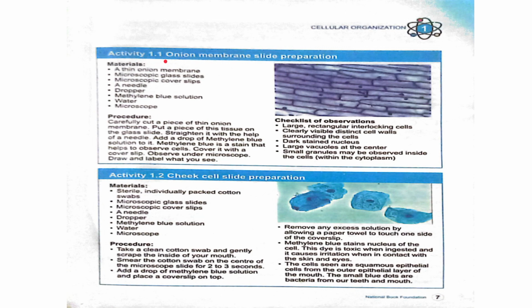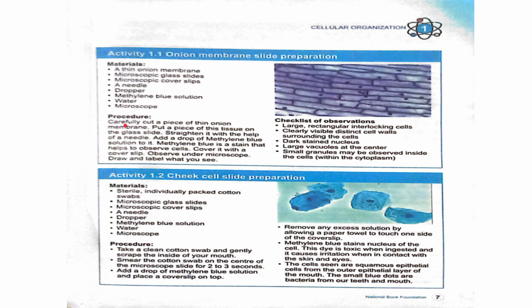Activity 1.1: Onion membrane slide preparation. Materials: a thin onion membrane, microscopic glass slides, microscopic cover slips, a needle, dropper, methylene blue solution, water, microscope.